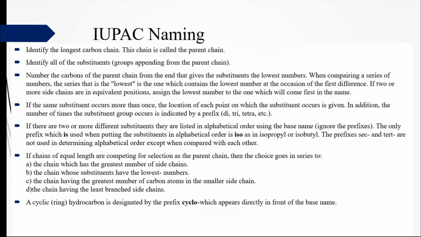Now, the first part about going through your naming is you have to find what we call the parent chain. And your parent chain is the longest carbon chain possible. Now, a lot of times that's drawn in the middle, but it's not always that case. So you have to go through and identify which one is your longest one. Once you have done that, then you want to find out all of the substituents. So you want to figure out all of the different groups attached to that parent chain. So we're going to number the carbons of the parent chain, so that all of our substituents have the lowest numbers.